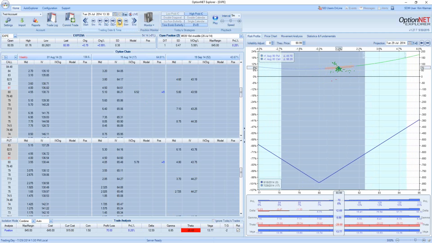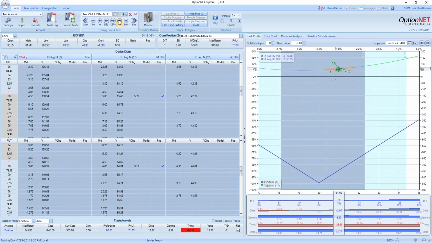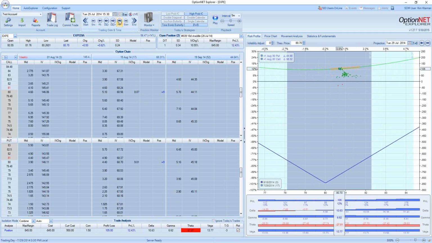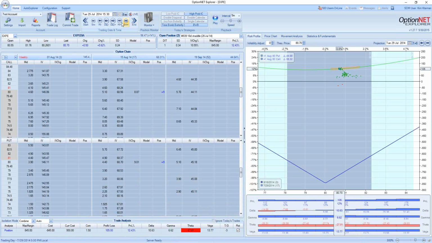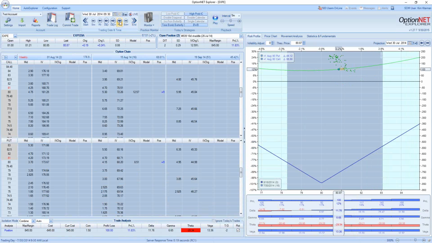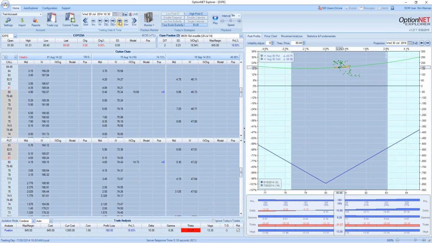Let's go further in time. We're still on Tuesday. So now the implied volatility is up by 9 points and the trade is up 12%. So let's see when we sold it. We sold it 2 days later, so on Wednesday. So we need to go to Wednesday. On Wednesday, the implied volatility is already up by 16 points and the trade is up 19%.